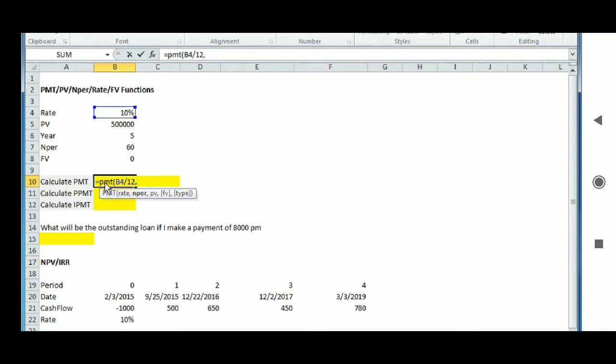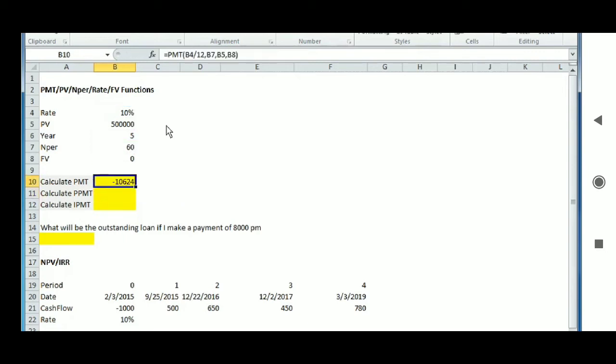Then as you can see, it asks me for number of periods. So number of periods we have already computed to be 60. Okay, my present value is 5 lakhs. Let me keep it positive and I'll get my PMT as negative, not a problem. My future value is 0. Okay, type is basically whether the payment is made at the beginning or at the end of the period, and it's an optional argument. So by default, I assume that all this payment which I am calculating will be made at the end of the period. I close the bracket and I press enter.